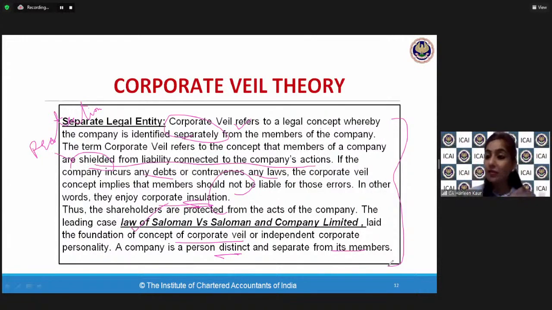So this much paragraph is entirely based on 3 marks questions to define separate legal entity concept or what is corporate veil theory. So children, I hope you have understood what is corporate veil theory. It specifically talks about members being different from the company. Now, how this point was proved, I will be taking up from the study material. That is the leading case law of Salomon versus Salomon Company Limited.